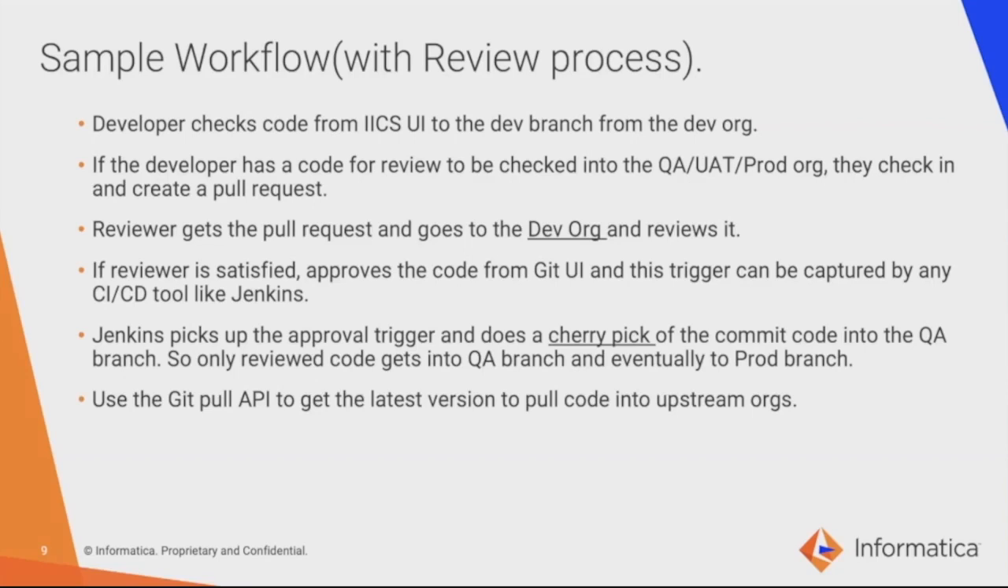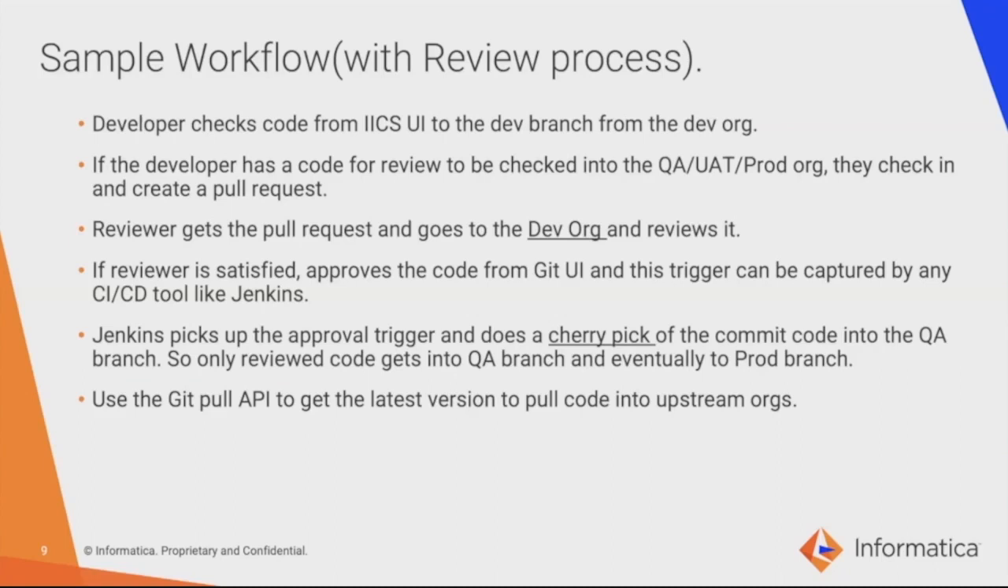Once that approval is done, Jenkins picks up the approval notification and then does a cherry pick of that commit into the QA branch. Then you would have your Git pull APIs pick up that code and push it into the appropriate QA orgs, for example, using the Git pull API. This is to achieve complete automation behind the scenes. You could also use the Git pull button that's available in the UI to pull in this code from the QA branch into your QA org.